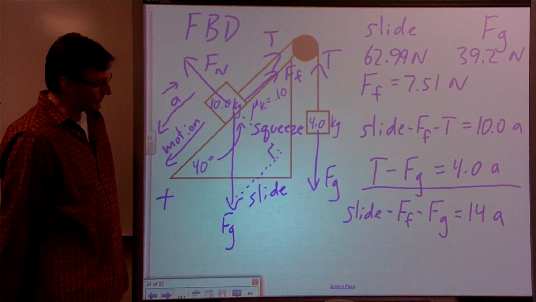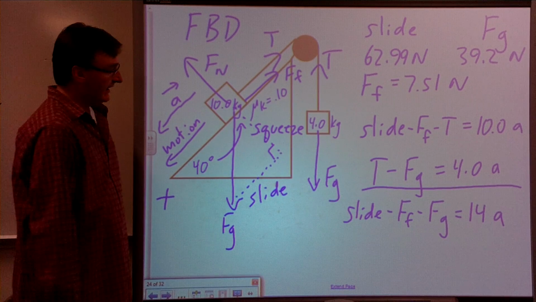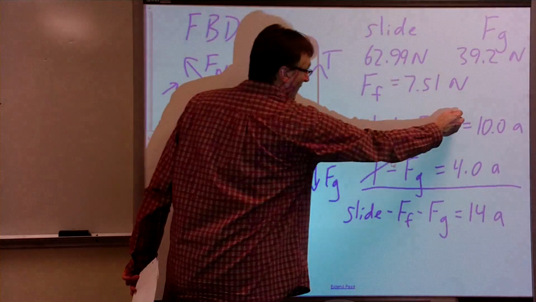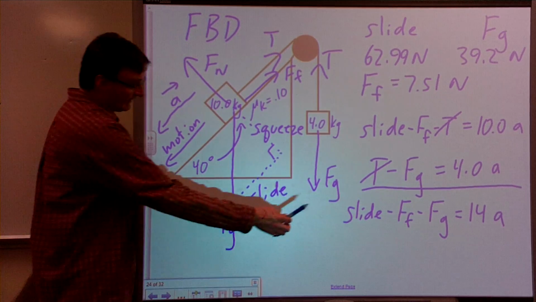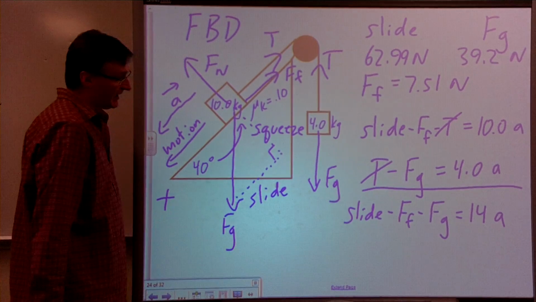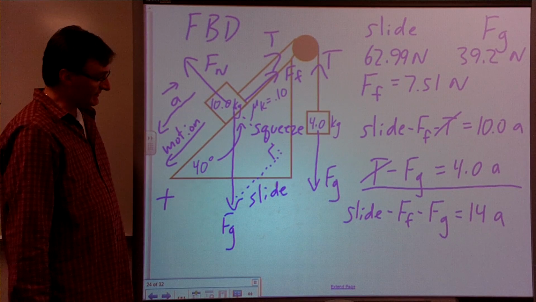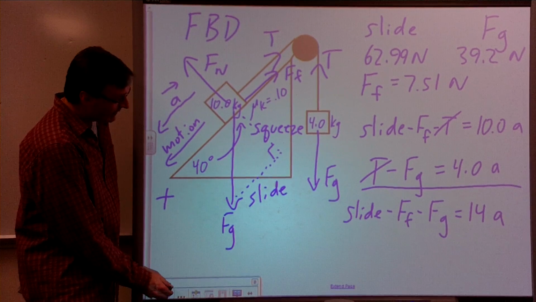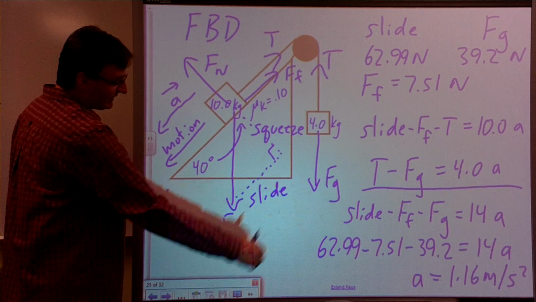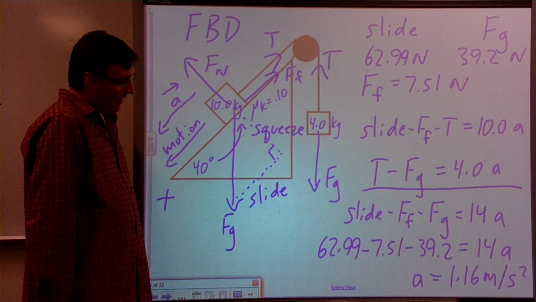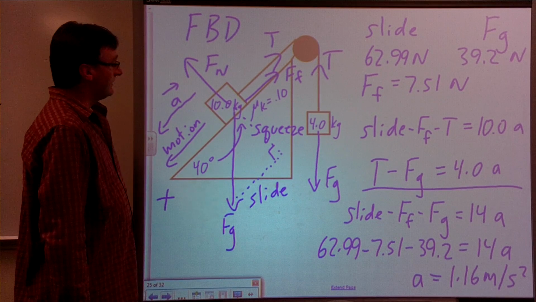So let's add the two equations together, and once again, our tensions cancel out like so. And so we're left with slide minus force of friction minus the force of gravity has to equal 14A. And so when we do the calculations, put the numbers in, we get our acceleration is 1.16 meters per second squared.